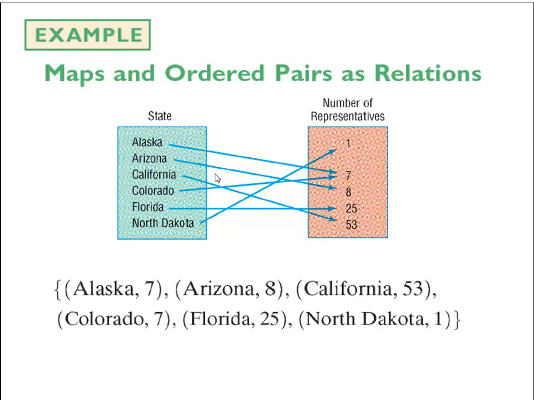So we could think of ordered pairs, right? Here's Alaska and then its number of representatives. Here's Arizona and then its number of representatives. And then California and its number of representatives, and so on and so forth. So if we envision the relationship between two sets as a mapping, we could also envision them as ordered pairs in this fashion. Again, the bulk of what we're going to do in this class is deal with numerical examples, but here's an example that doesn't necessarily have numbers, just to illustrate the concept.